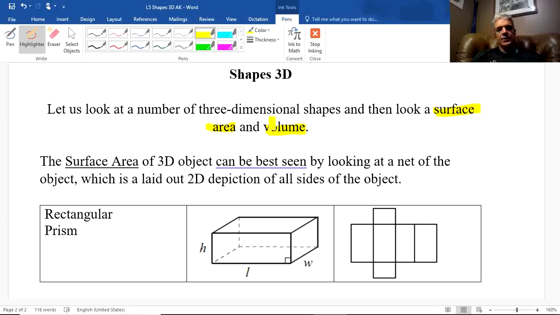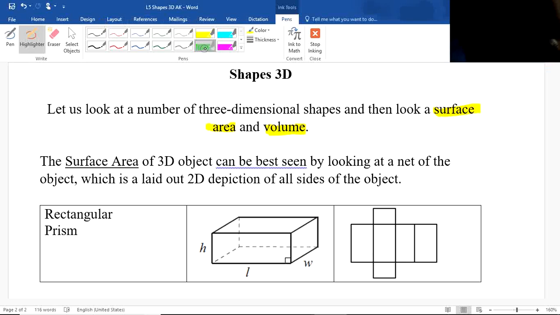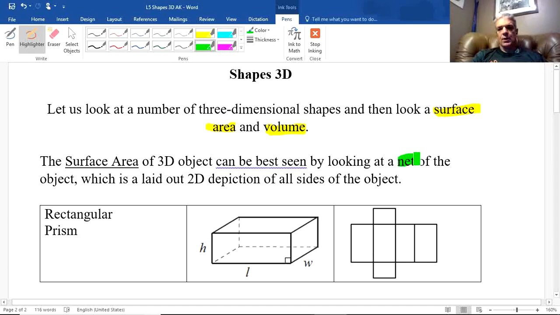Okay, so the surface area of a 3D shape can be best seen by looking at a net. This is a common term that maybe you're familiar with, maybe you're not. A net of a 3D shape is an object laid out in a two-dimensional manner. So I'm giving you an example of a rectangle, in this rectangular prism.